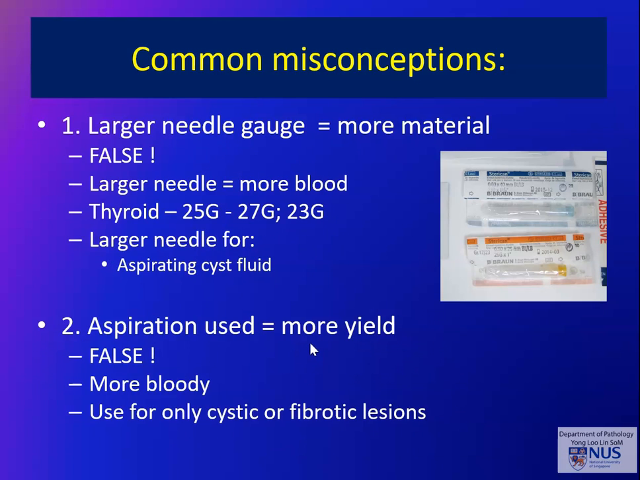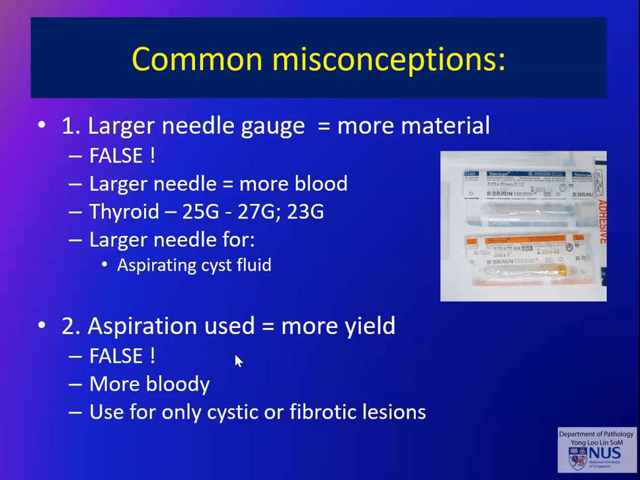Now, there are some common misconceptions that I would like to help clear up. One is that a larger needle gauge gives you more material. That is not necessarily true, especially in the context of a thyroid, because the thyroid gland is very vascular. So you would definitely get more blood using a larger needle. So cytopathologists tend to favor smaller needles. 23 gauge needles are also quite good and give pretty good yield. Larger needles can be used for aspirating cyst fluid.